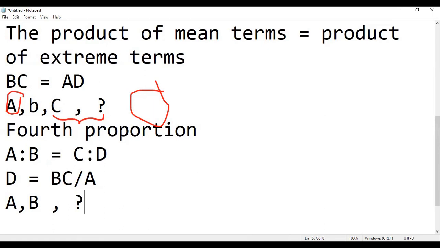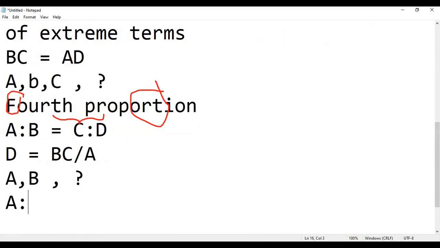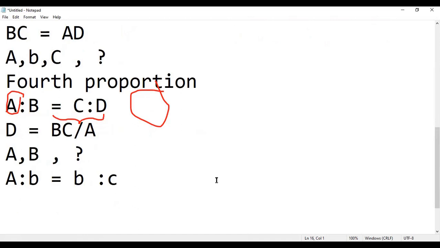How can we find it, ma'am? So it can be written as A is to B is equal to B is to C. Please observe, A is to B, B is to C, C is to D. That is in continuous proportion. But previously, A is to B, C is to D. That is not in continuous proportion.